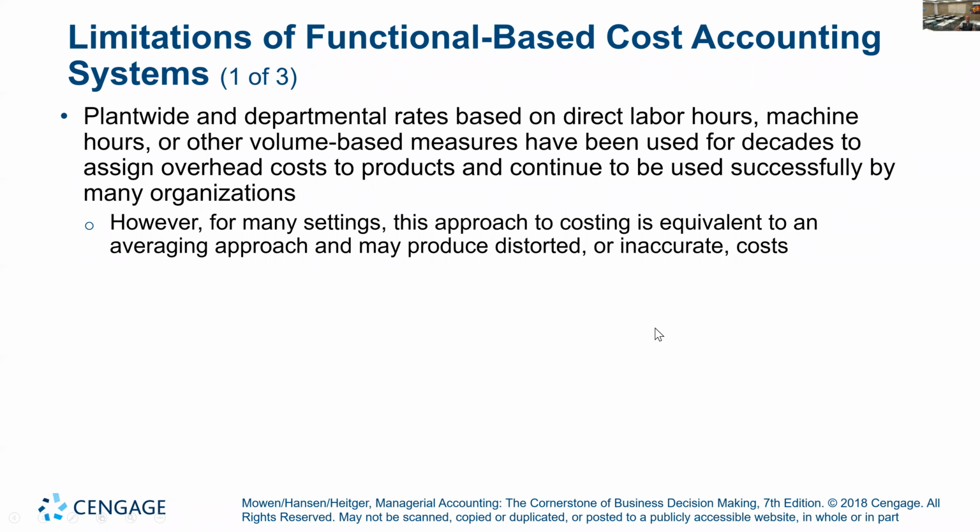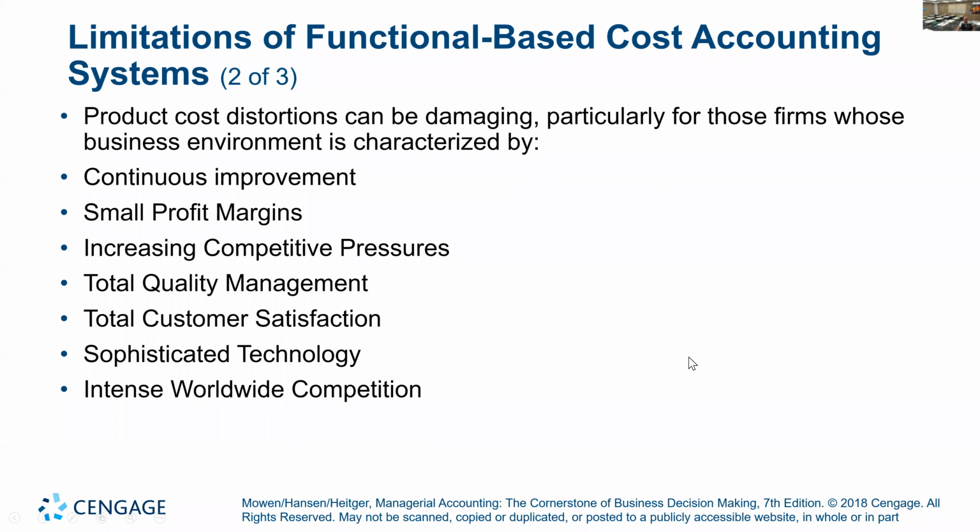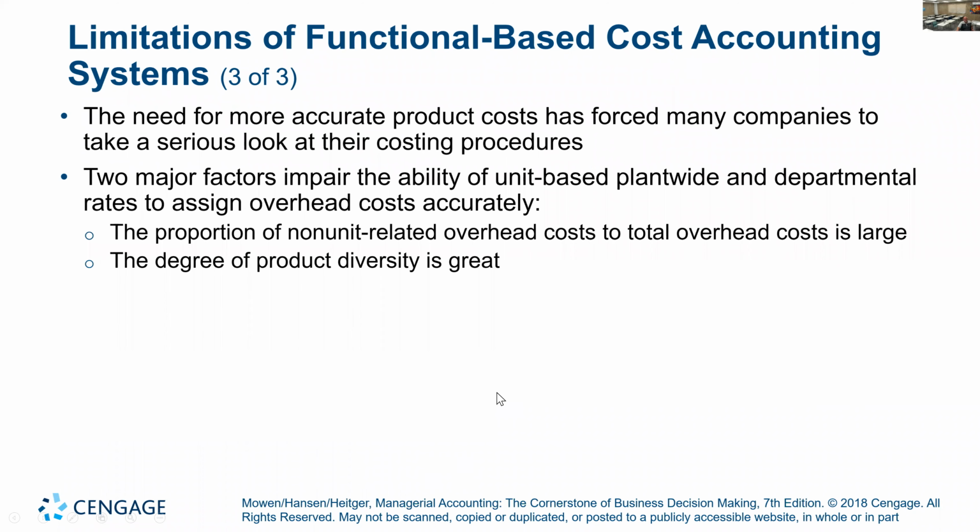Because plant-wide and departmental rates, if you base them on direct labor hours, machine hours, stuff like this, are not going to catch exactly how costs are split up, because costs are split up in many, many different ways. So it has some limitations. And when you don't have a good costing system, here's some of the stuff that can put pressure on your company. You're not setting your profits right. Maybe you're losing out on sales to competitors. You're having too small profit margins. In a very competitive environment, you need to be as accurate as possible with your costing.